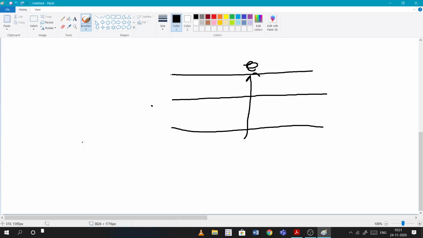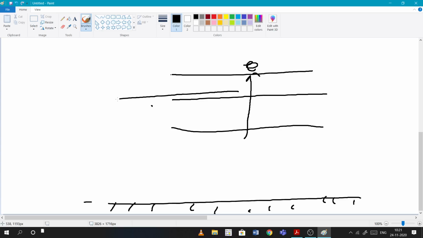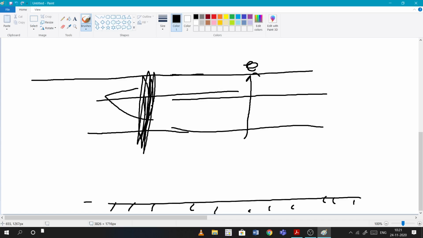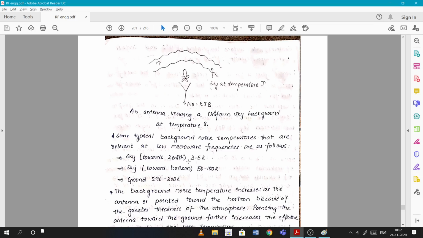But when you point to the horizon, that is the horizontal direction, it is the normal sky level, where this is sky and this is ground. When the antenna is placed in the sky like this, it looks through a thick layer of atmosphere. In this thick layer, the temperature is around 50 Kelvin to 100 Kelvin. The temperature is high, so the noise is also high.